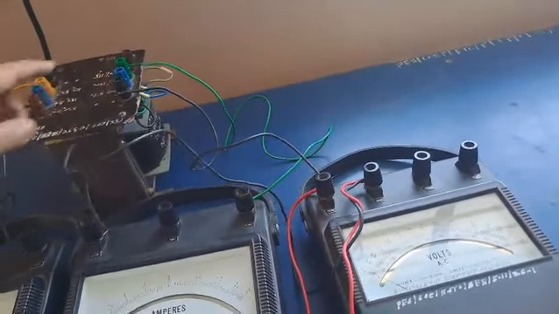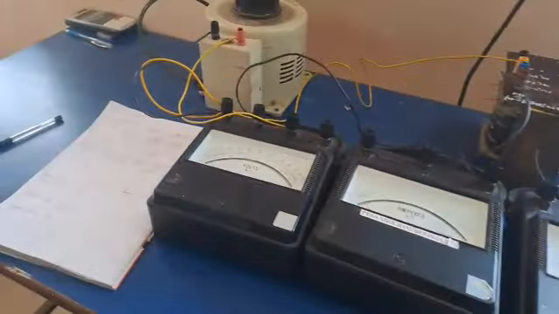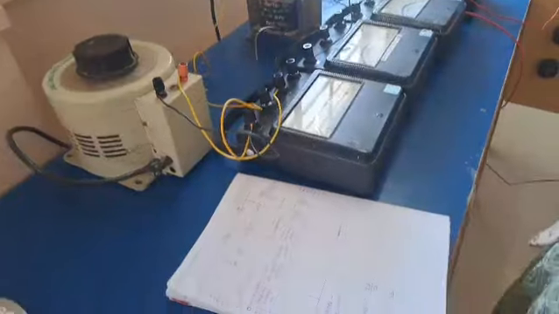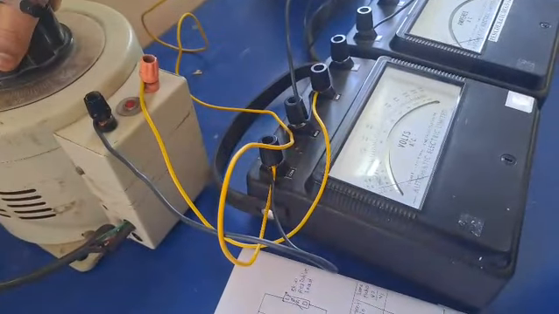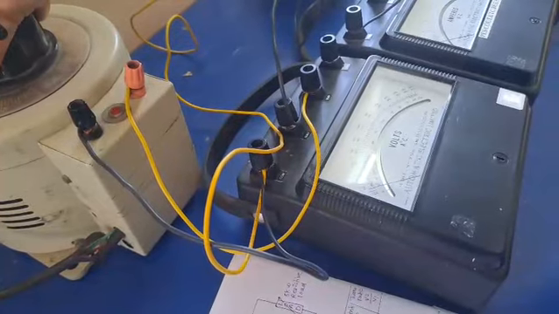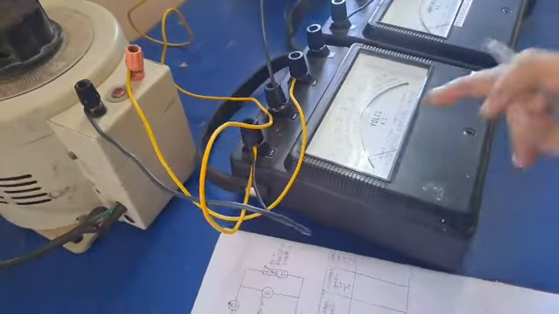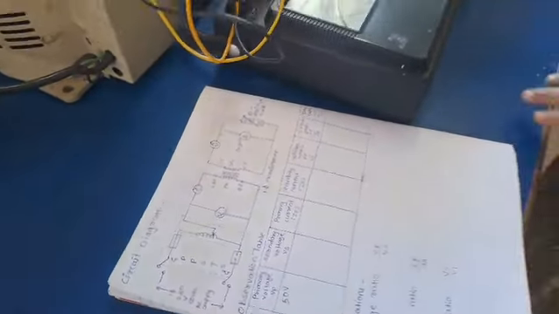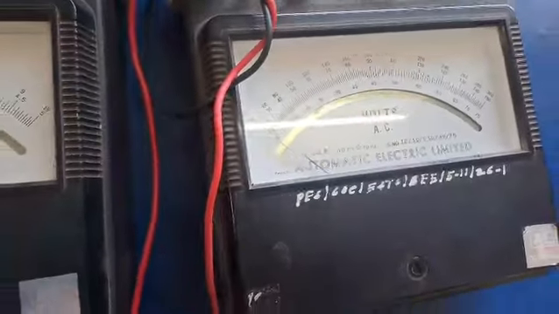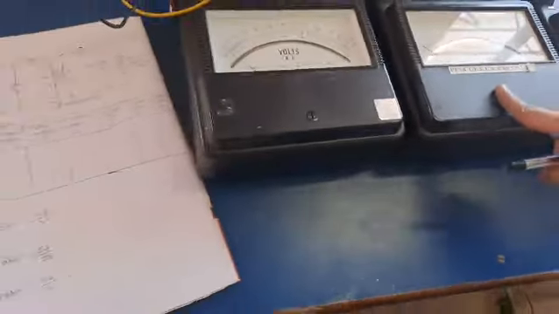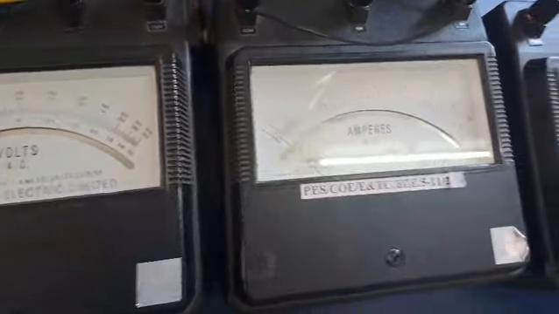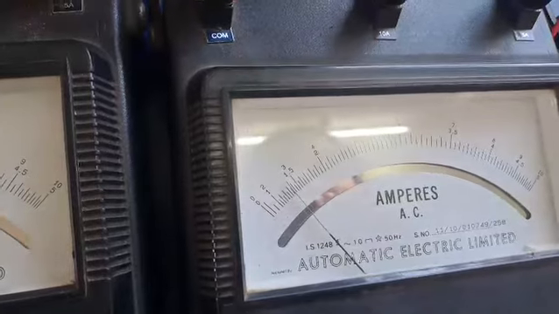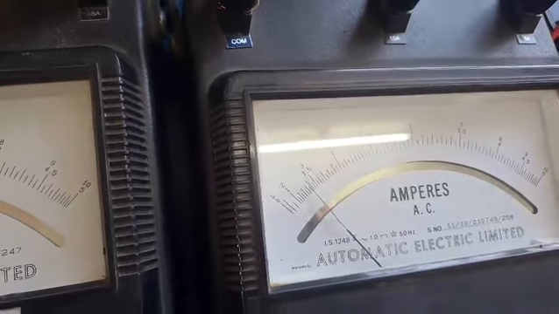Now we will see the observations from this practical. Now we will take the readings. First, at 50 volts: the primary voltage is 50 volts and the secondary voltage is 25 volts. The primary current for this is 0.4 ampere and the secondary current is 1.35 ampere.